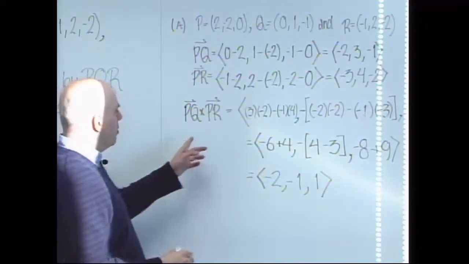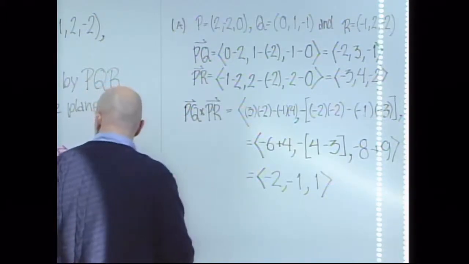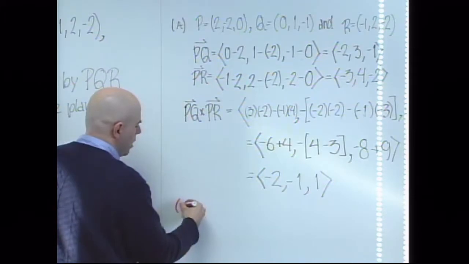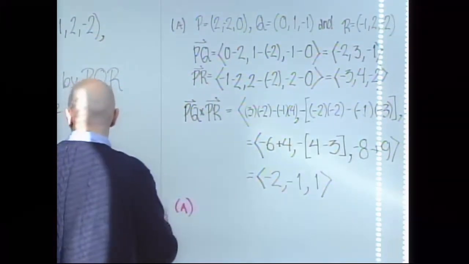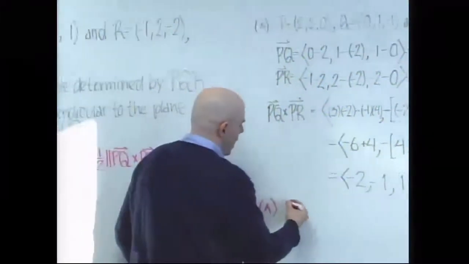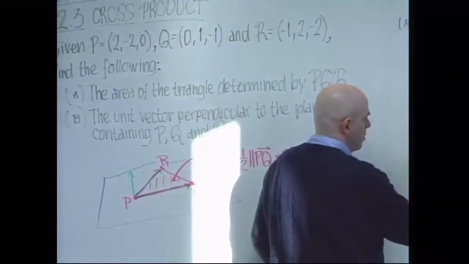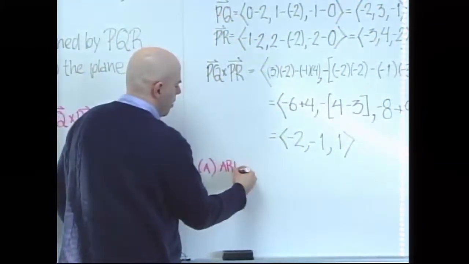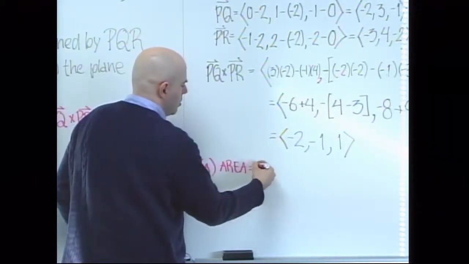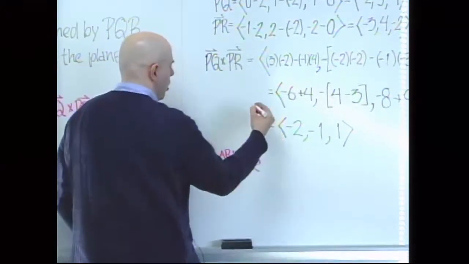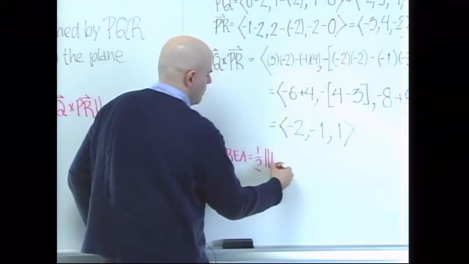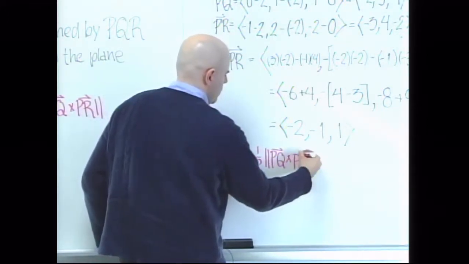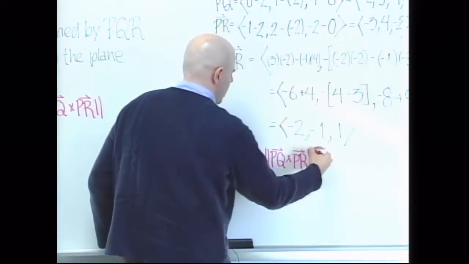So now that we have the cross product, we're going to try to use the cross product to find the two things that we need. So the first one is finding the area of the triangle. And in order to do that, the area will be equal to 1/2 the magnitude of the cross product. So let's just compute that one.